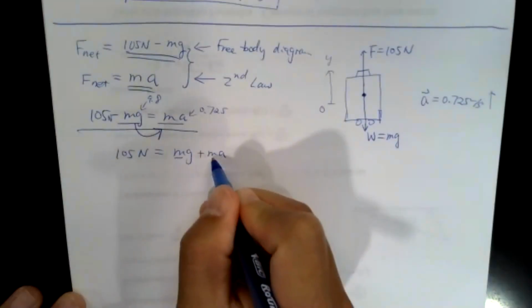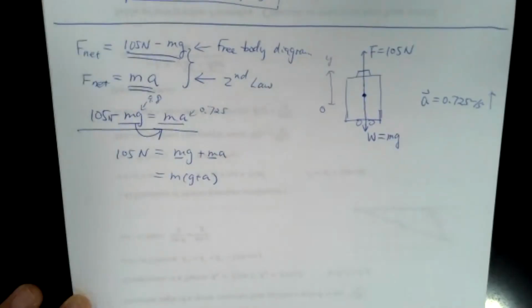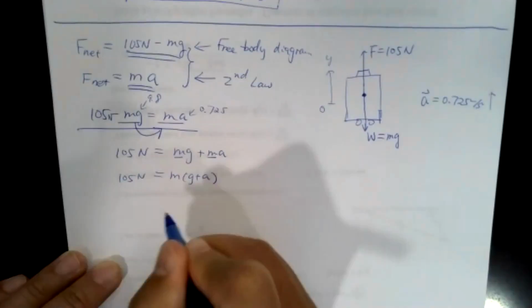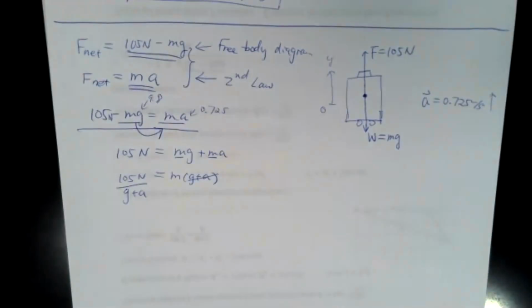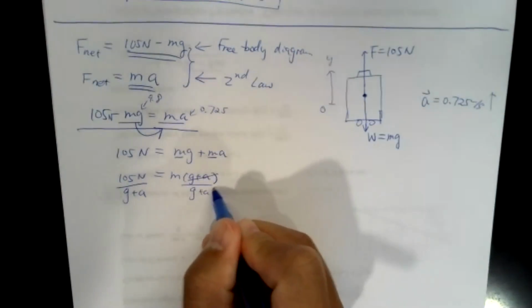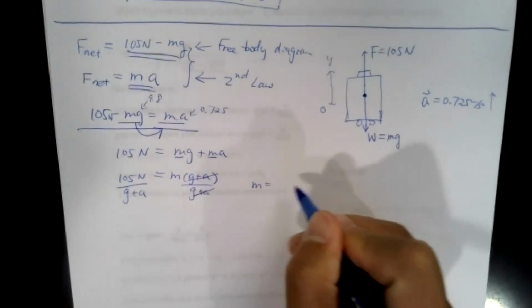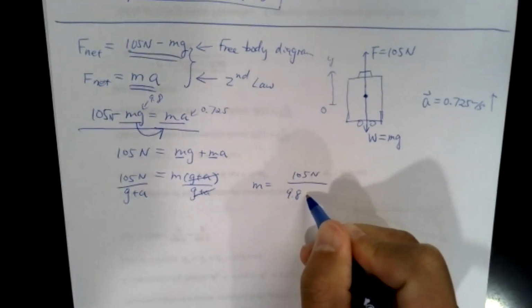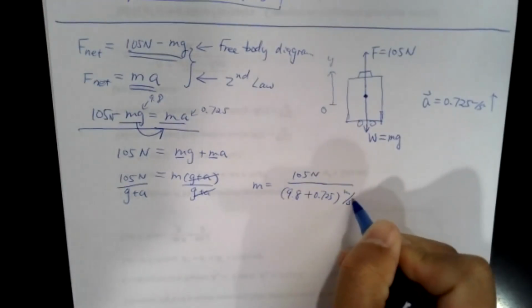Then you can single out the mass: mass times g plus a equals 105 newtons. So then divide both sides by g plus a, and that will give you the mass. All right, so then you can plug in the numbers. 105 is there, g is 9.8 plus 0.725. These two are both in meters per second squared.